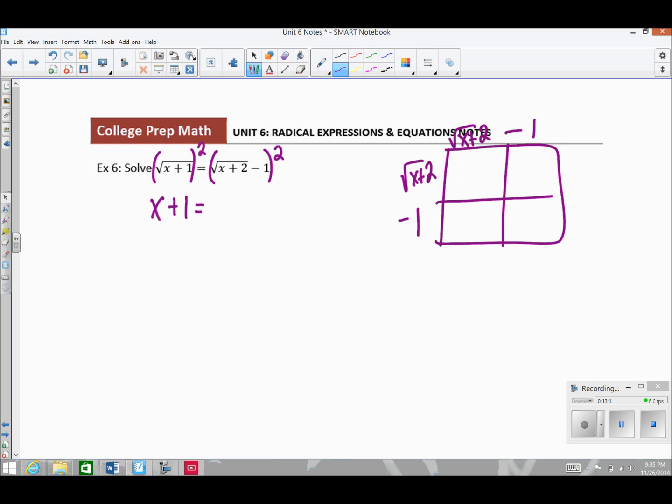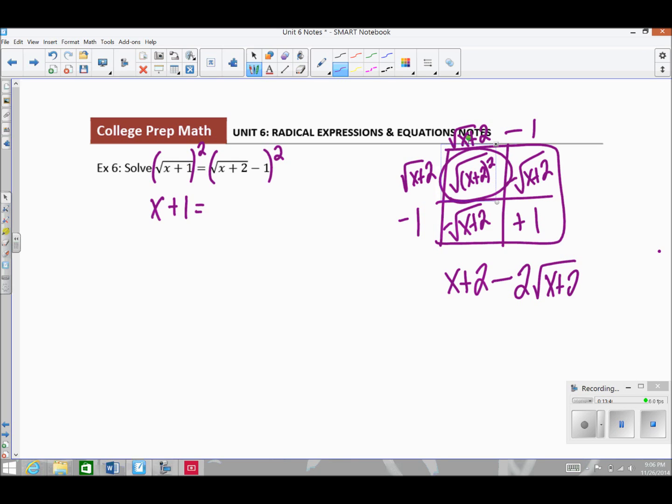When you multiply these, you're going to have x plus 2 all squared underneath the square root. You're going to have minus the square root of x plus 2, minus the square root of x plus 2. Multiply these, you're going to get plus 1. So when you simplify this, this term here will become just x plus 2 because the square and the square root will cancel each other out. You'll have minus 2 square root of x plus 2 and then a plus 1. So when I combine my like terms, I have the 2 and the 1, so I'm going to have x minus 2 radical x plus 2 plus 3.